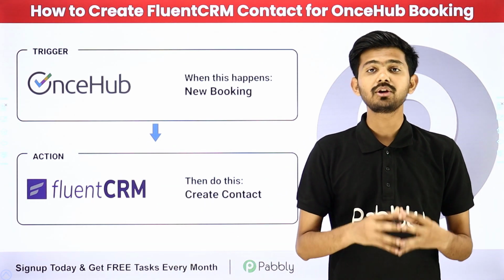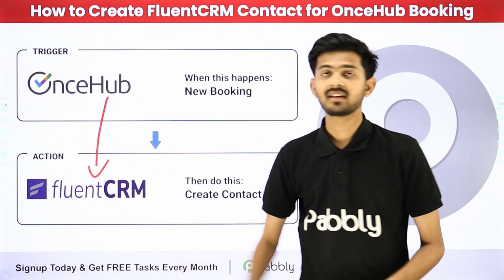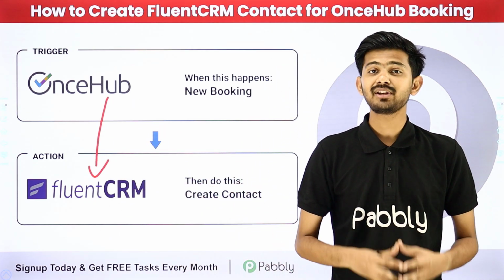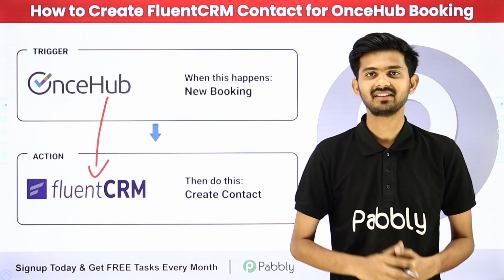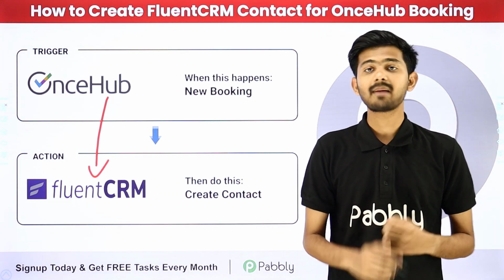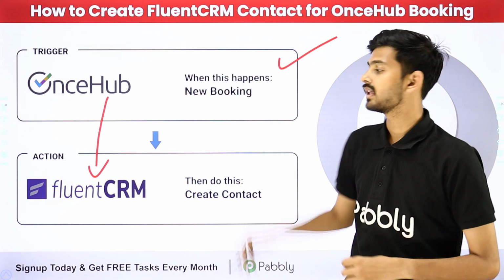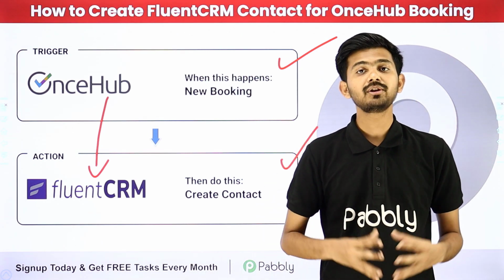For that, I need to build a connection between OnceHub and Fluent CRM. To build this connection, I'm going to use Pabbly Connect, which is an amazing software for automation and integration. In Pabbly Connect, I have to use a trigger and an action. In the trigger application, I'm going to use OnceHub. In the action application, I'm going to use Fluent CRM. So how am I going to build this connection?